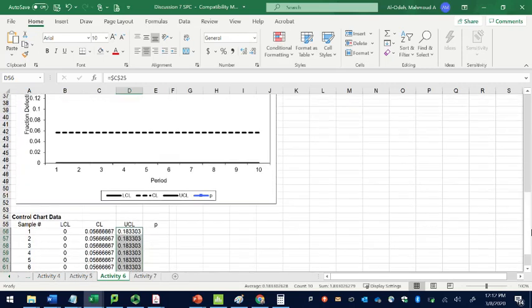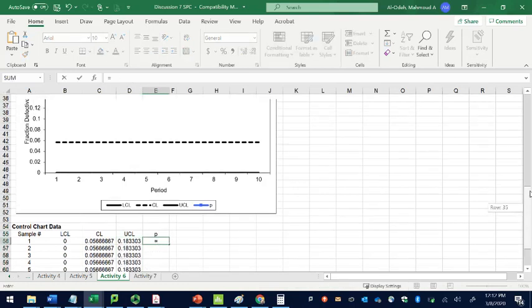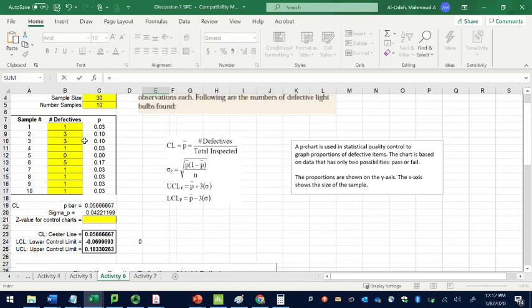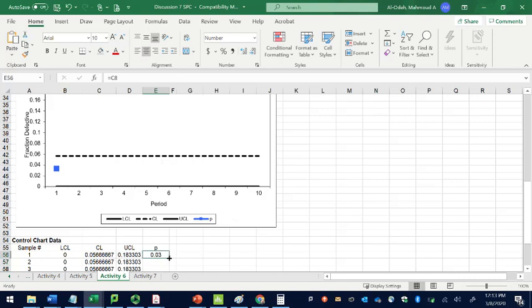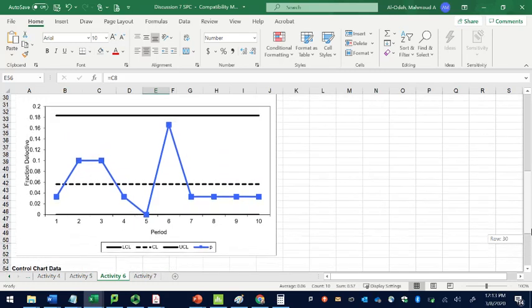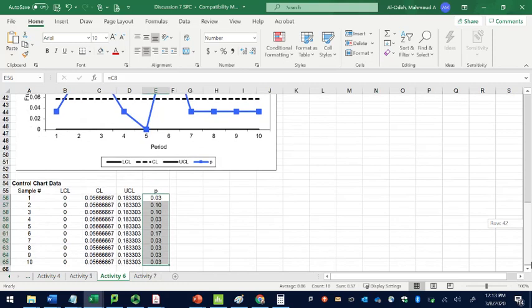Now let's move on to the P. The value for P is what we have from the percentage of defective parts, which is equivalent to these values right here. We start with the first one, then double click all the way down to find the P value. As you see, the chart has been created with a center line, upper control limit, and lower control limit. So with that, that's how you create the P chart.